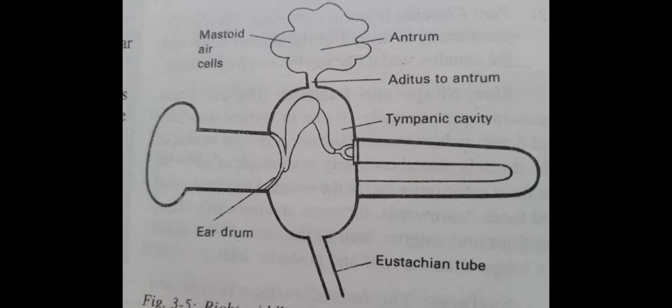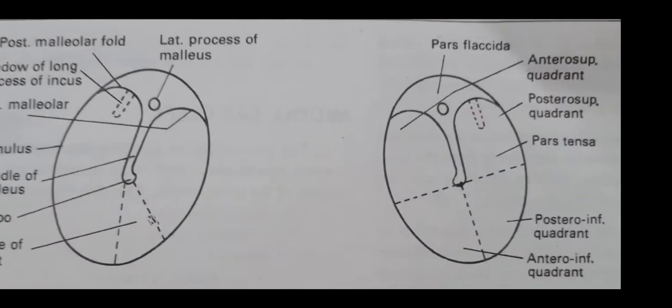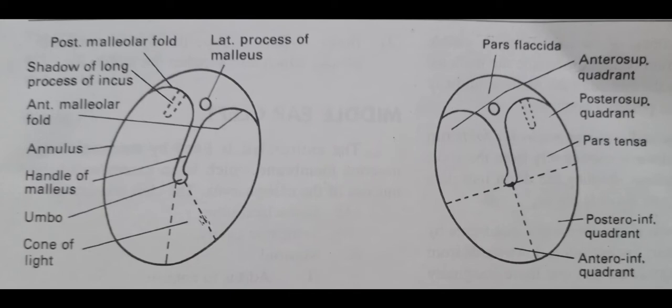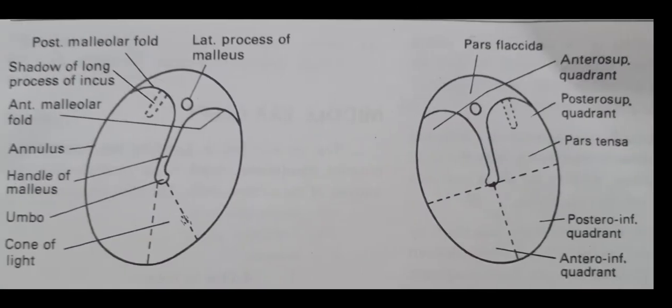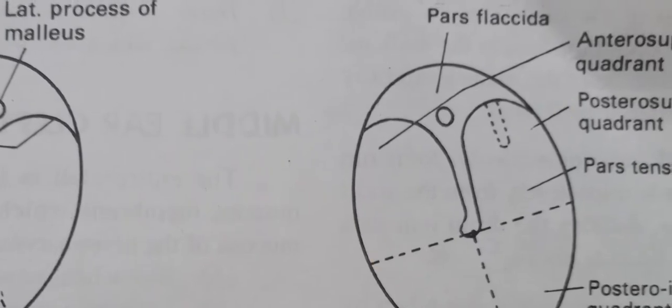This tympanic membrane is divided into 2 parts, that is pars tensa and pars flaccida. This one is pars flaccida, and this is pars tensa.